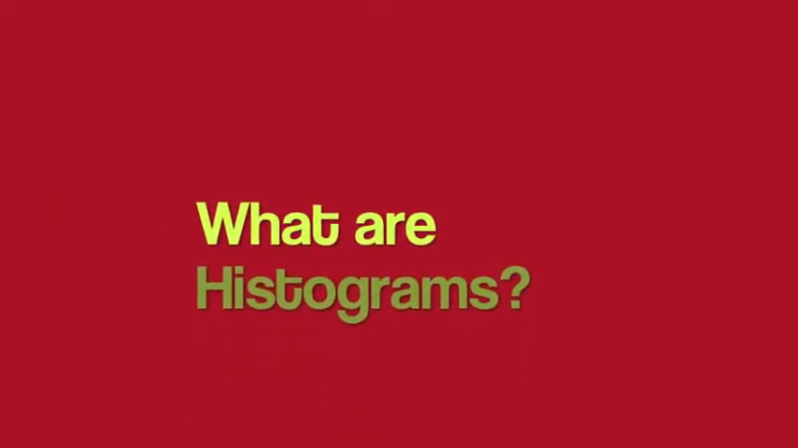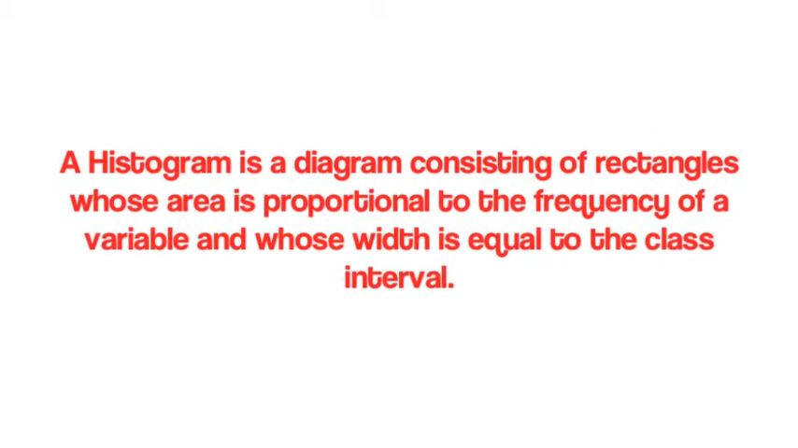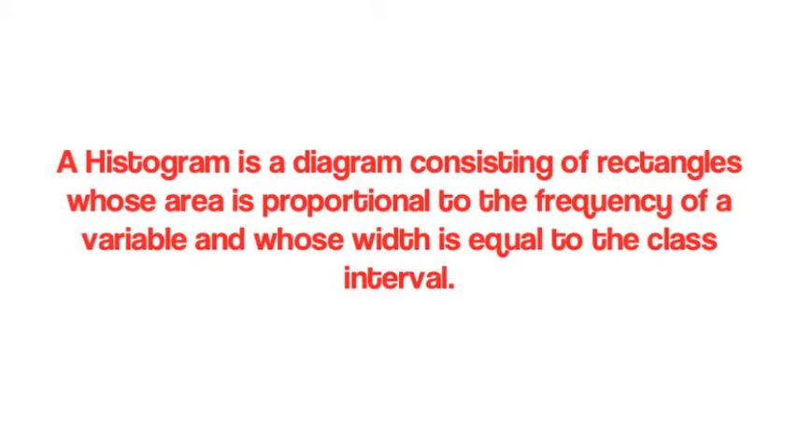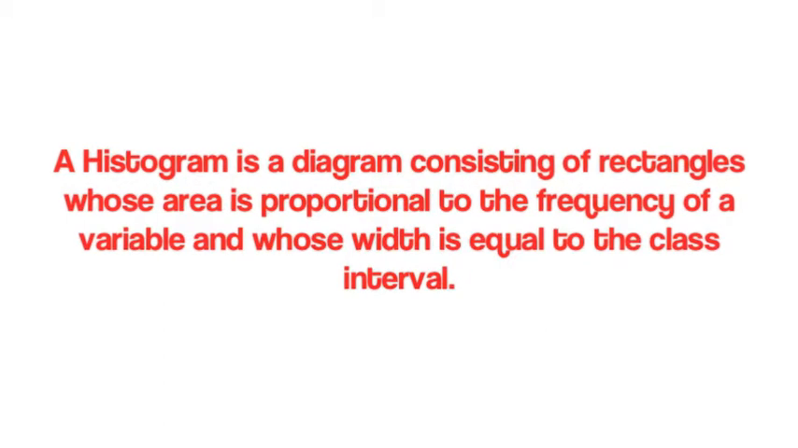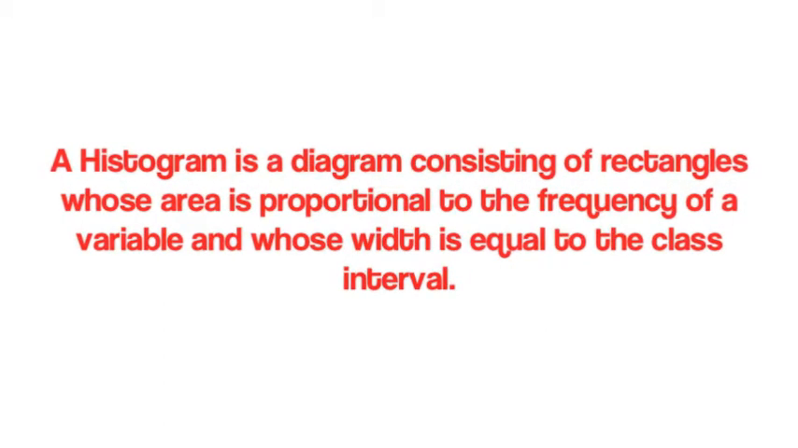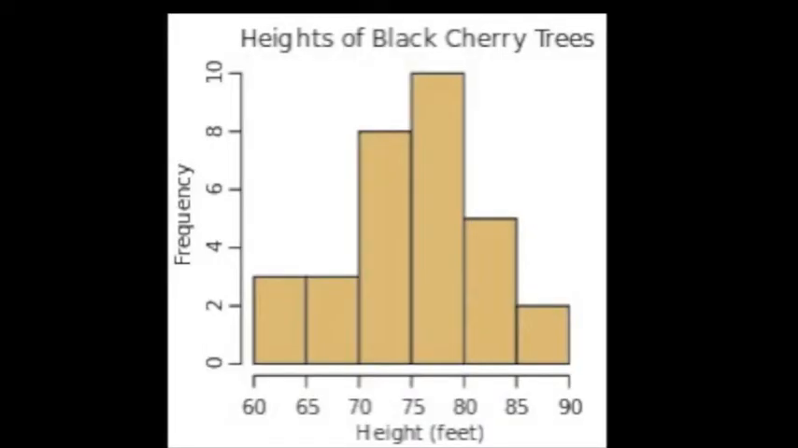So what are histograms? A histogram is a diagram consisting of rectangles whose area is proportional to the frequency of a variable and whose width is equal to the class interval. So here's an example of a histogram.